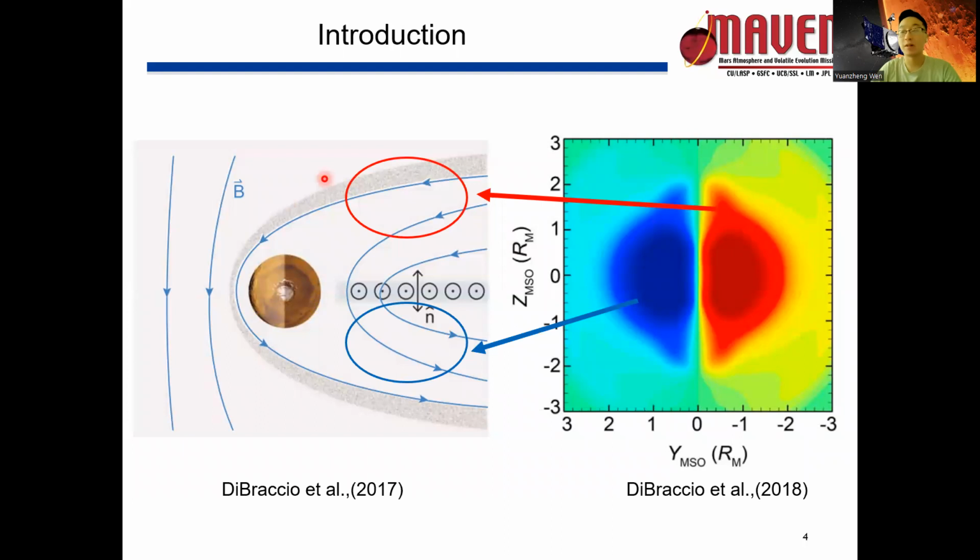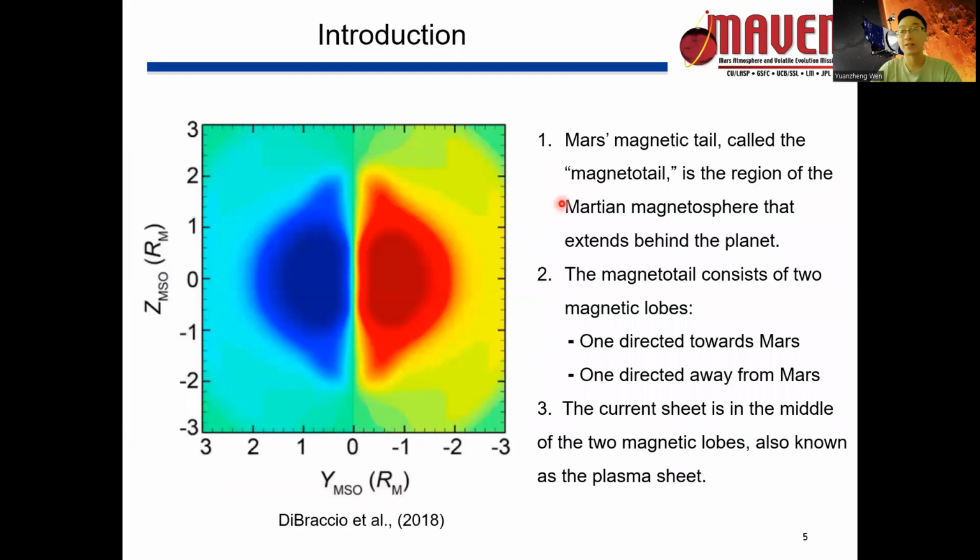So the stretching and draping of the IMF forms a magnetotail with two lobes of opposite polarity separated by the current sheet. Here the right diagram shows the magnetic lobes in the magnetotail. The blue contour represents the tailward magnetic field, and the red contour represents the sunward magnetic field. So we can sum up some interesting characteristics of the magnetotail of Mars. The magnetotail consists of two magnetic lobes, one directed towards Mars, one directed away from Mars, and the current sheet is in the middle of the two magnetic lobes, also known as the plasma sheet.